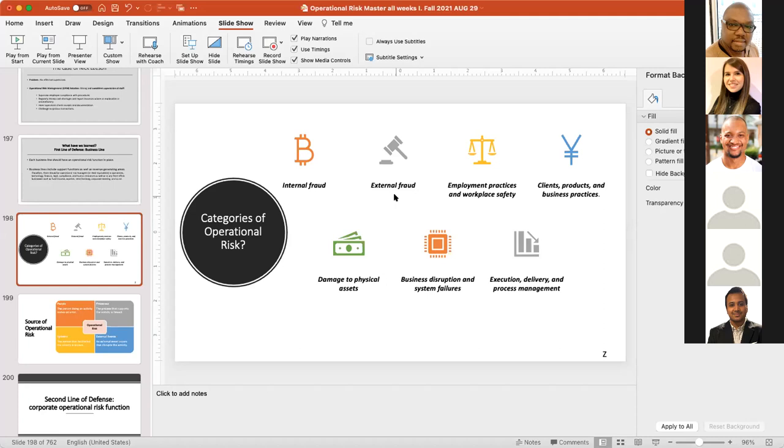So now the last one we have here is execution, delivery, and process management. So we have three things here: internal fraud, clients, products, and business practices, and execution, delivery, and process management. Okay, moving on.